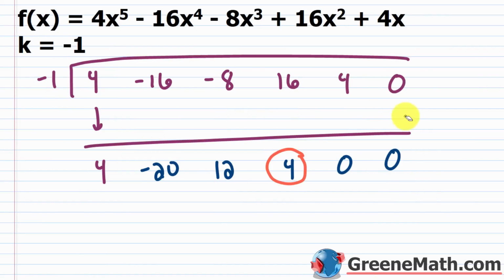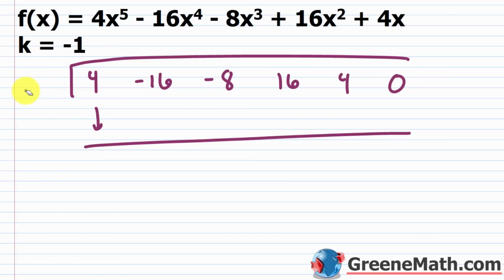If I was to erase this, and let's say I did -2, I already know that's going to work. So let's plug in -2 right there, and you drop this down. So -2 times 4 is -8. -16 plus -8, that's going to be -24. And then -2 times -24, that's positive 48. -8 plus 48, that's going to be 40.